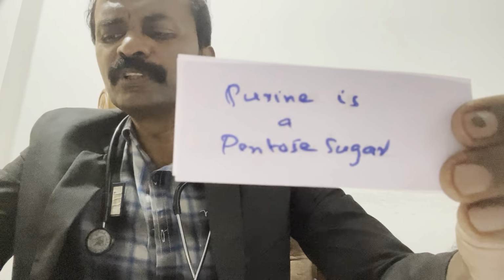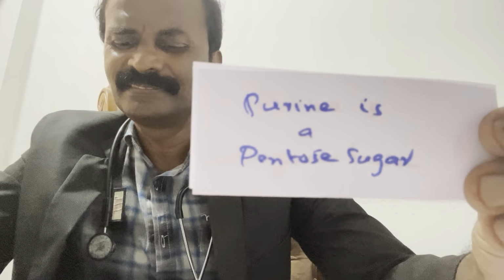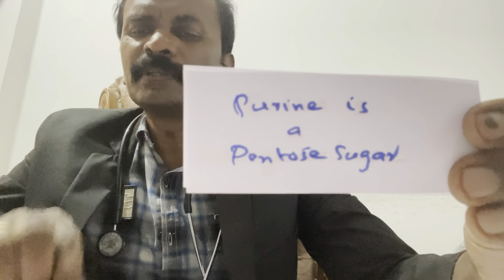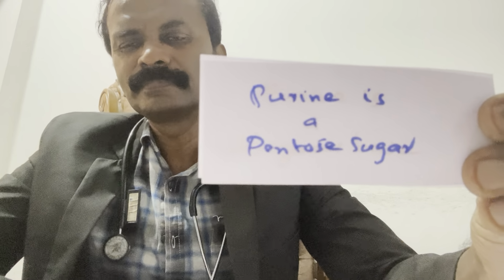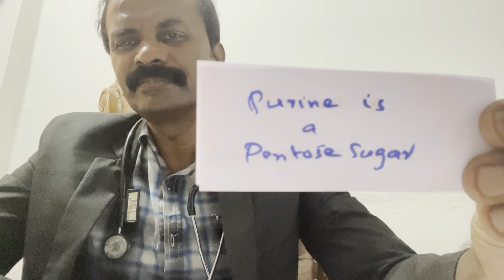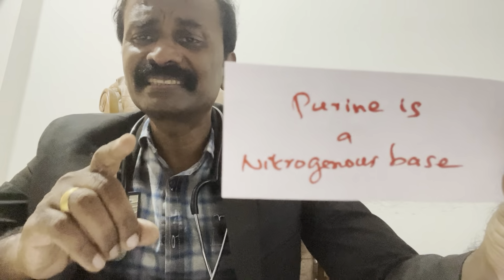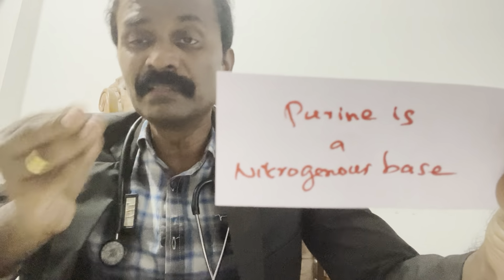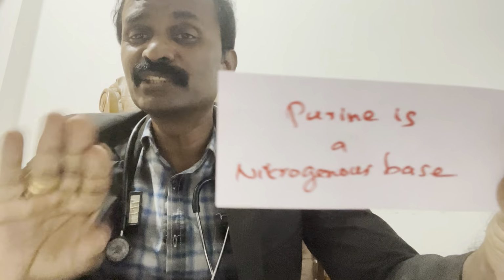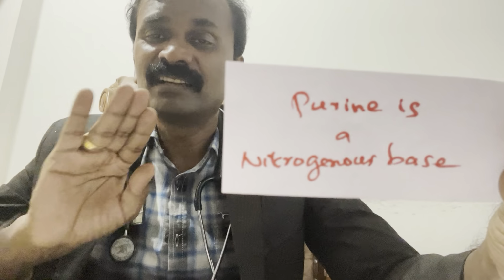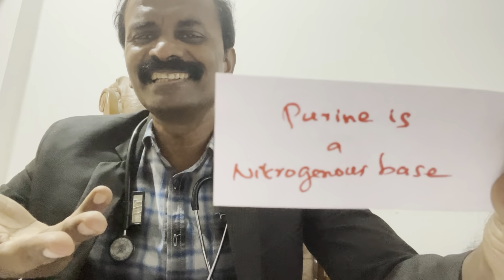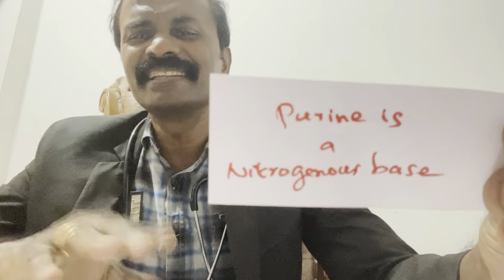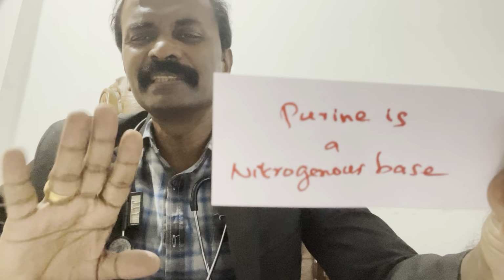So purine is a pentose sugar. What will be your answer? Purine is a pentose sugar. True or false? Any idea? Purine is a nitrogenous base. NEET people, they will confuse you like this only. Always remember, purine is a nitrogenous base. Very simple point. Keep that, okay?